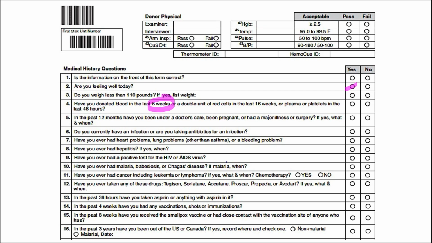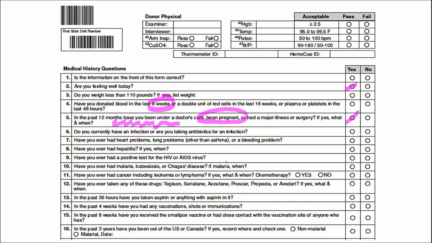And then, in the past 12 months, have you been under a doctor's care, been pregnant, or had a major illness or surgery? If yes, what and when? So for example, the donor is a woman and she had been pregnant. She would check there, and then the medtech would just list down the date of pregnancy or other surgery there, if ever there is.